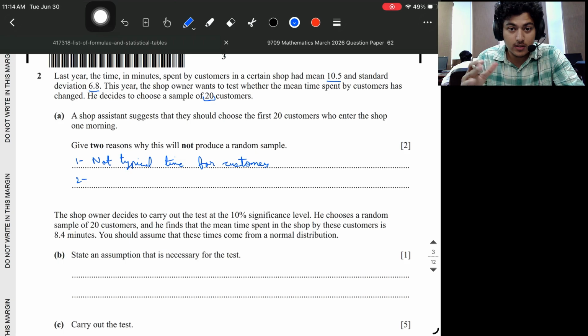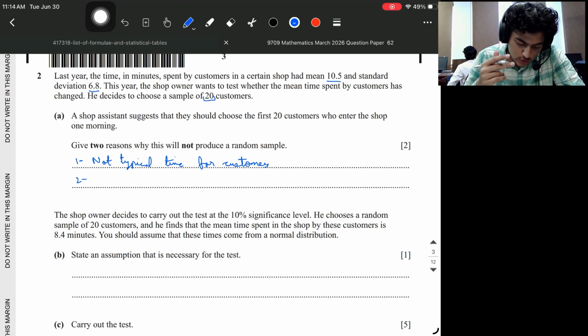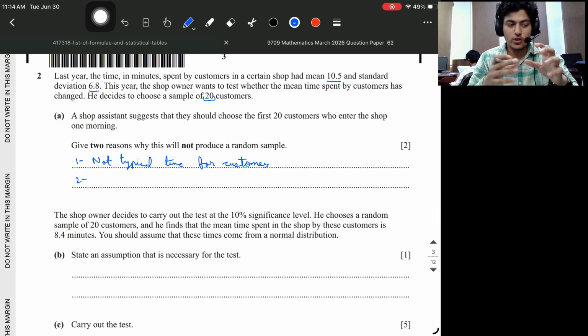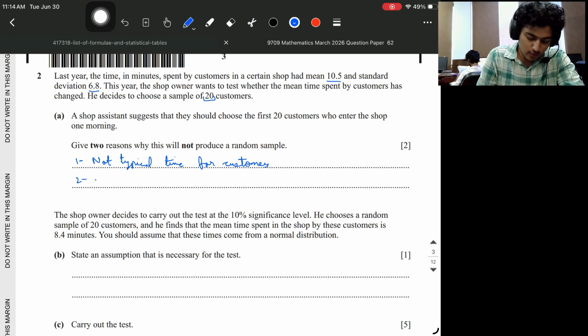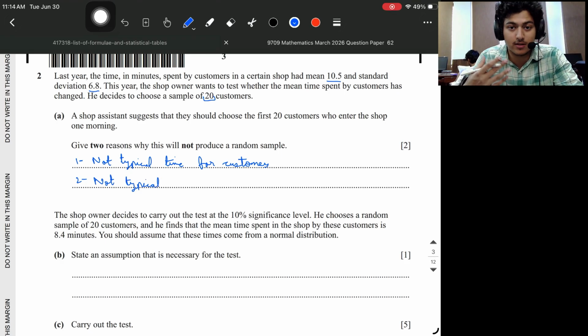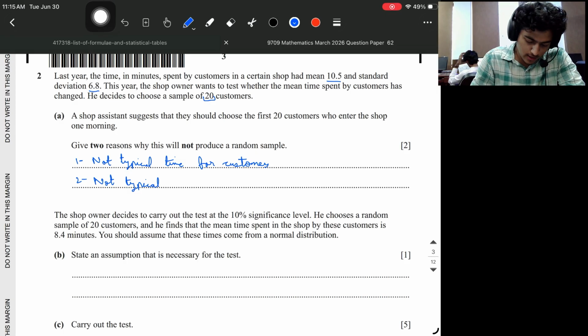Another reason is that the shop assistant suggests choosing the first 20 customers who enter the shop one morning, so that is only one morning. They are not choosing over a span of many days. Therefore, it is not a typical day either. They're only basing their assumption on one day. That's not how data should be. Data should be unbiased and should cater to varying conditions as well, so not typical days either.